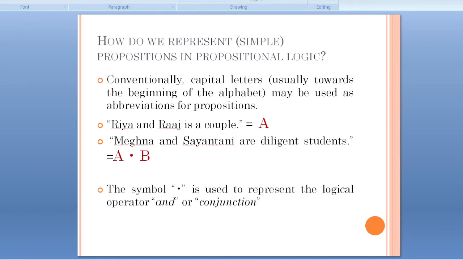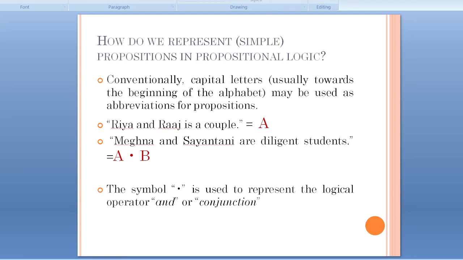Now, how do we represent propositions in propositional logic? We are trying to represent a statement with simple symbols. Like Riya and Raj is a couple. If we take it as A, and Meghna and Shayantani are diligent students as B, we get A dot B. The symbol dot is used to represent the logical operator, conjunction.